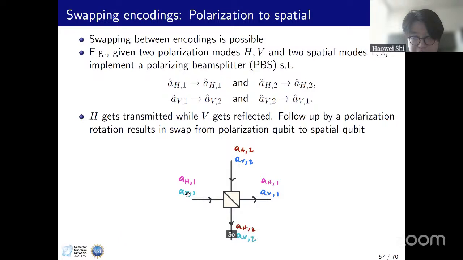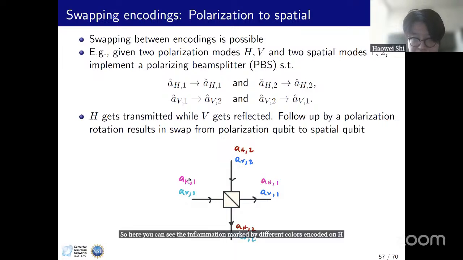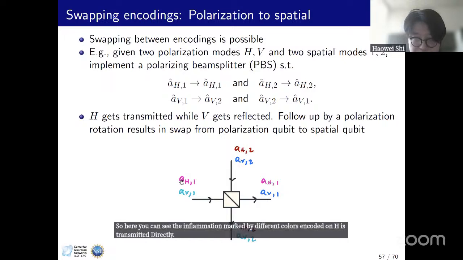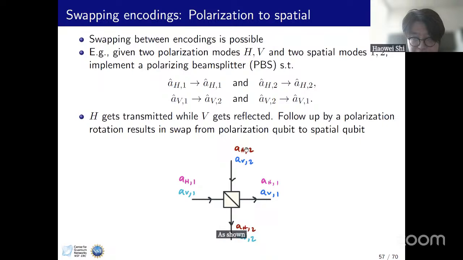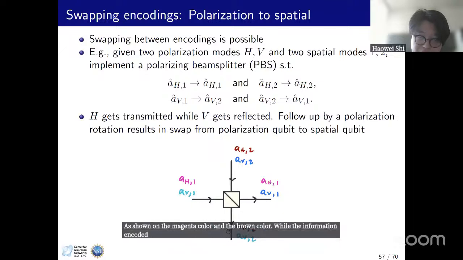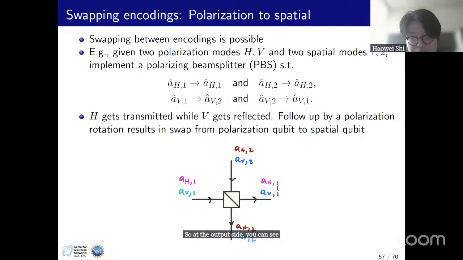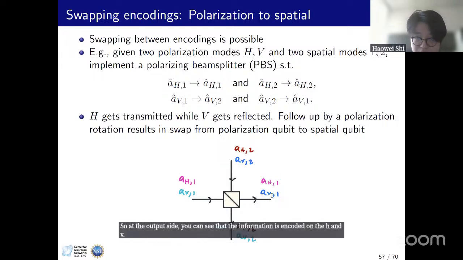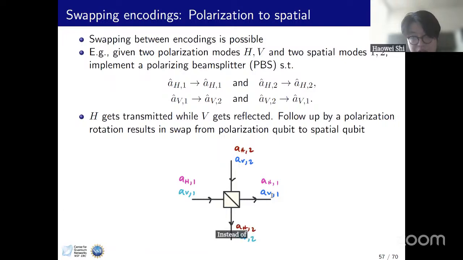So here you can see the information marked by different colors. The information encoded on H is transmitted directly, as shown by the magenta color and the brown color, while the information encoded on V is reflected. So at the output side, you can see that the information is now encoded on the spatial path instead of on H and V.